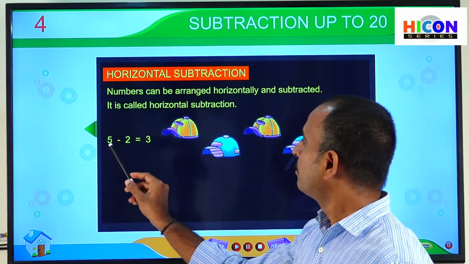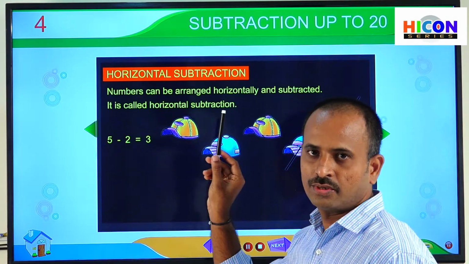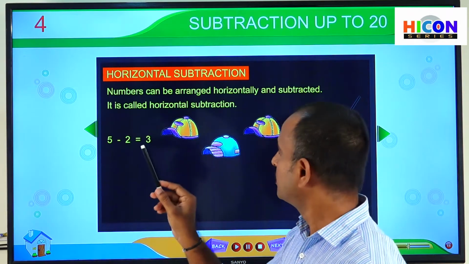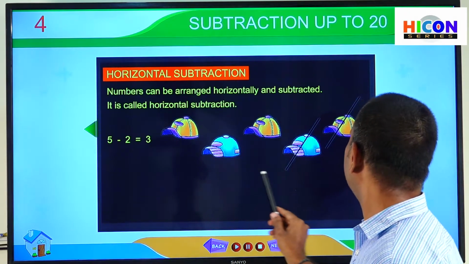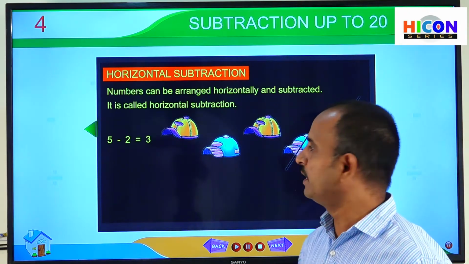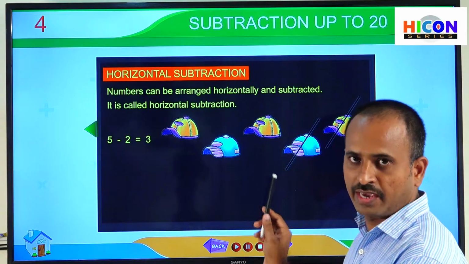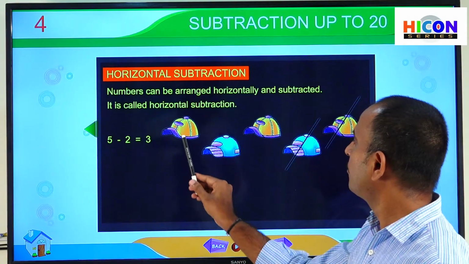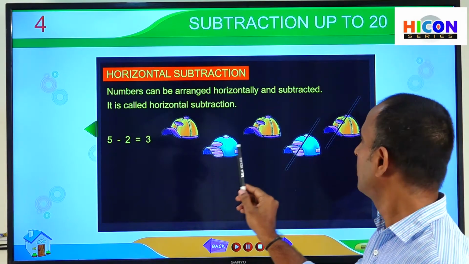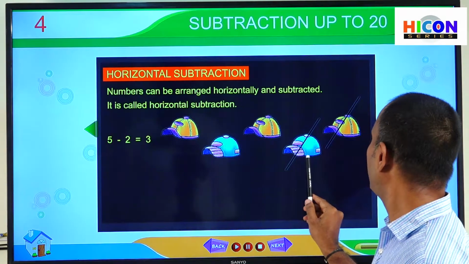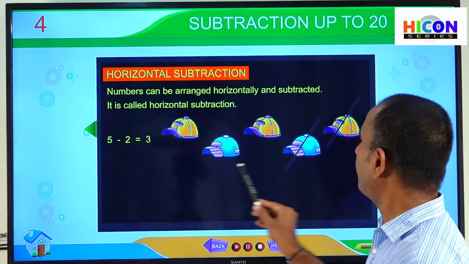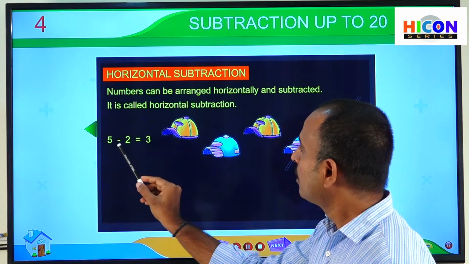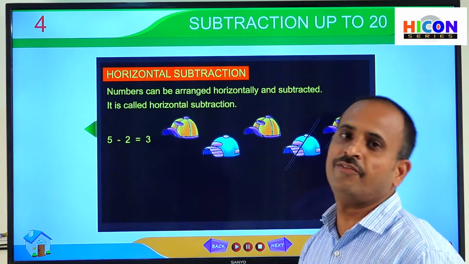So 5 minus 2. So we have to subtract 2 from 5. So children, see what pictures are given here. Here they have given some caps. How many caps have they given? So total how many caps? 1, 2, 3, 4 and 5. So total 5 caps are given, and among 5 caps, how many caps do we have to take away?